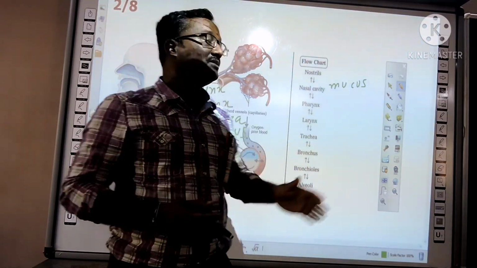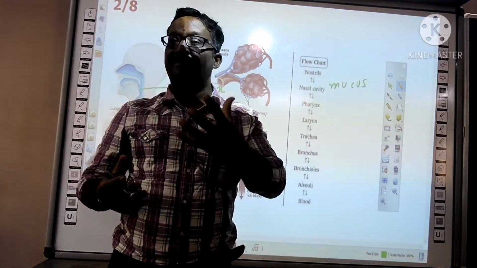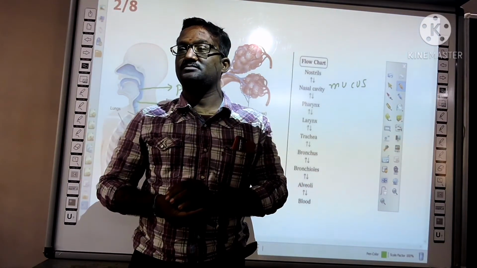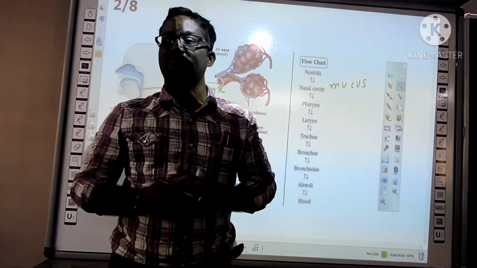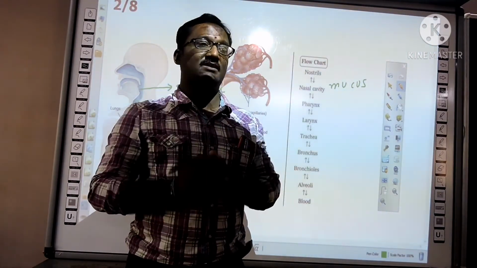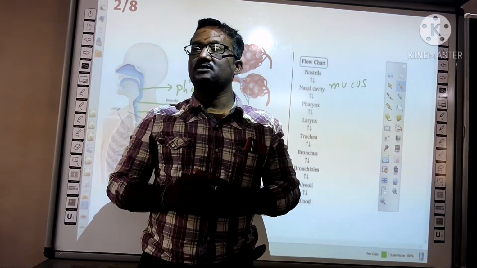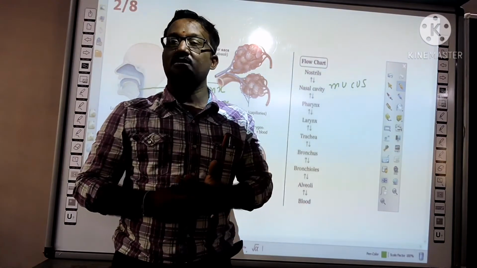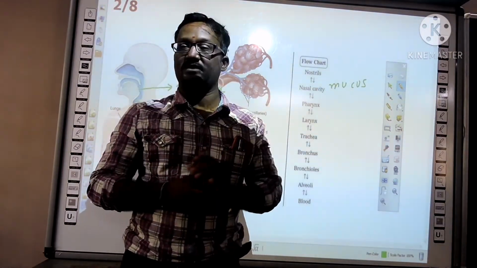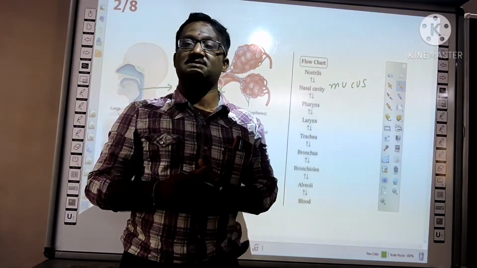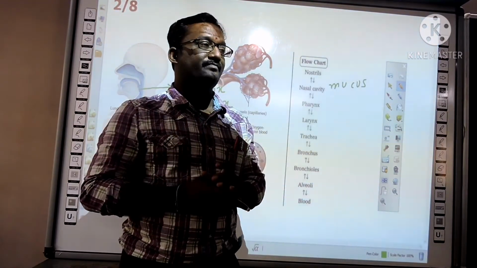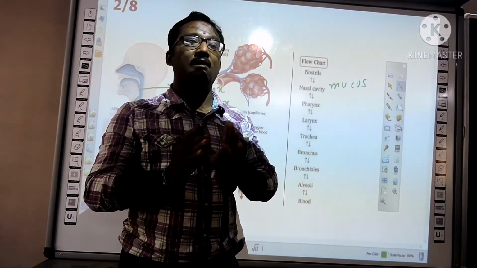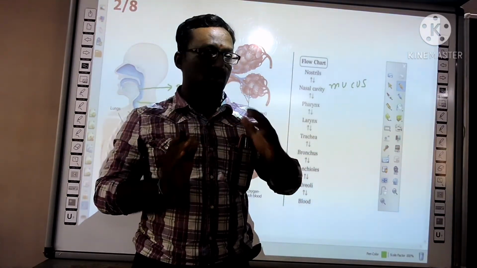So how does the mucus bring the air temperature close to body temperature, and the air become moist? So warming and moistening of the air takes place in the nasal cavity. This moistening of air is very important. If dry air reaches the lungs, they may collapse. The air that reaches the lungs should be moist and warm. Warm means the temperature should be close to the body temperature.